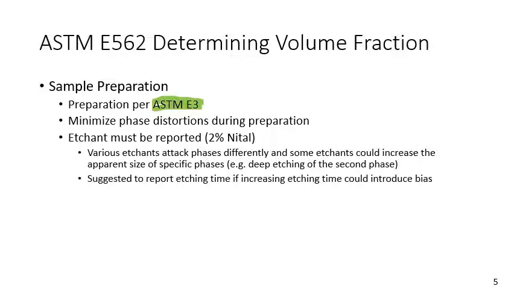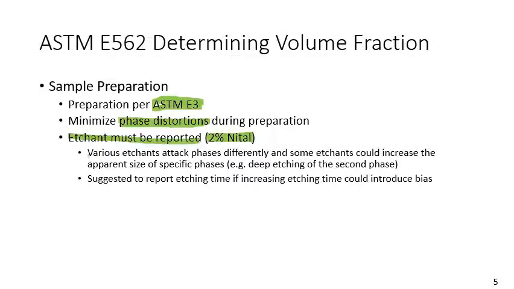We do not want the amount of our phases to be distorted due to the sample preparation. If a sample preparation smears or spreads out the second phase and makes it look like there's more, that's going to throw off our second phase fraction calculations. With that in mind, oftentimes the etchant should be reported. For our line pipe steels, the etchant is almost always going to be an etchant called 2% nital.